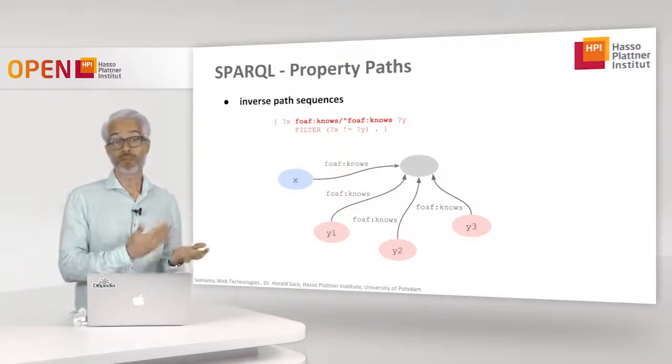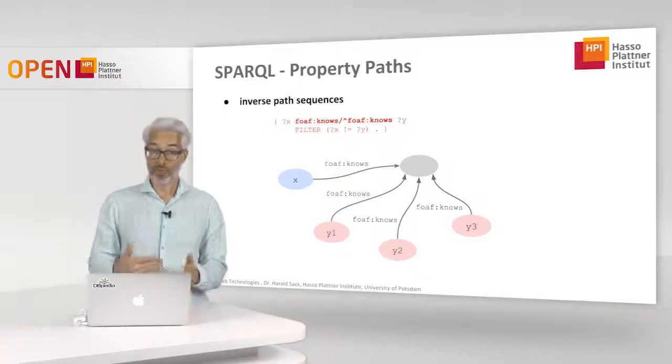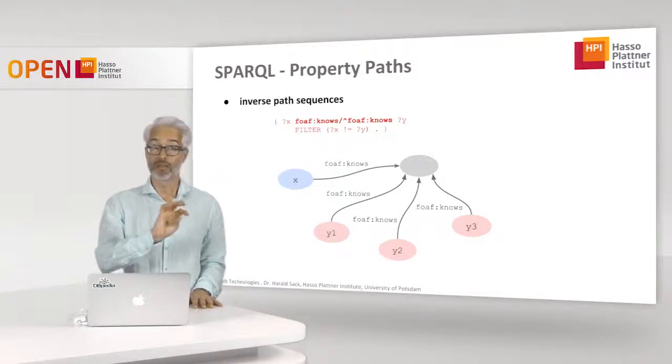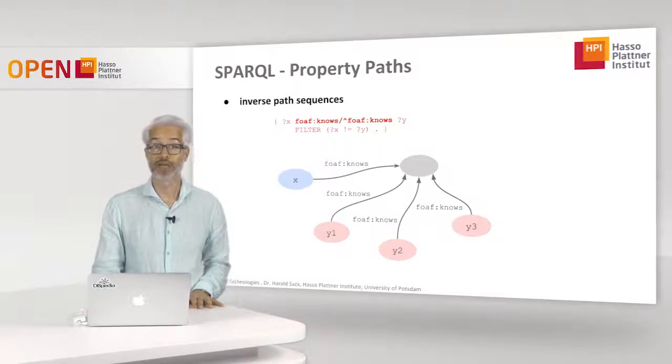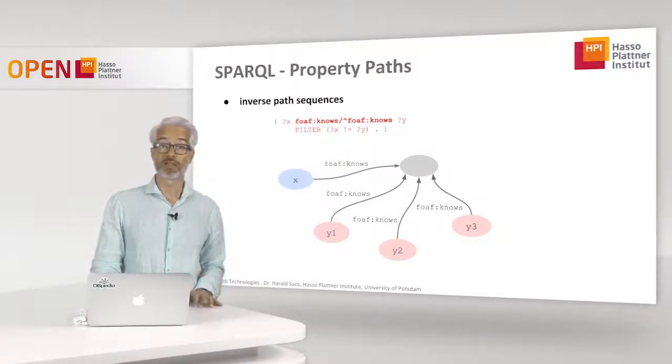So you can easily represent this in a graph, and in the graph it's much more obvious than only in the plain SPARQL statement what is really meant by that kind of expression. So inverse path sequences are really interesting, but again, you could definitely also express this with your already available means.